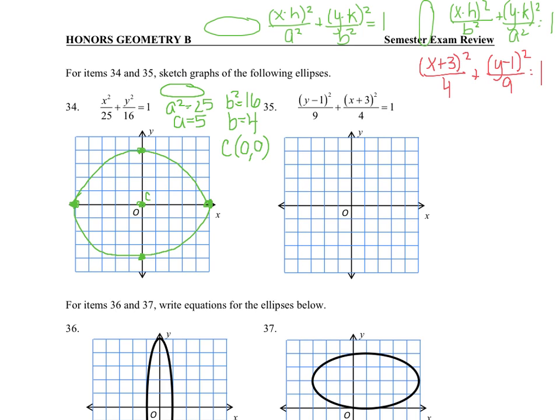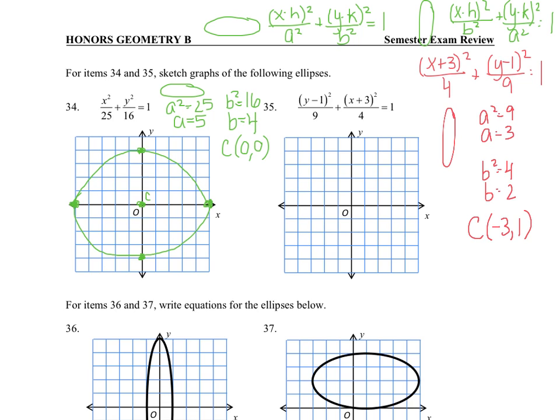Because remember, a plus b equals b plus a. This way, I can see that my larger number is under my y, so I'm going to have a vertical ellipse. A squared is going to equal 9, so a is going to equal 3. B squared is going to equal 4, so b is going to equal 2. And my center is going to be at negative 3, 1, because it's the opposite.